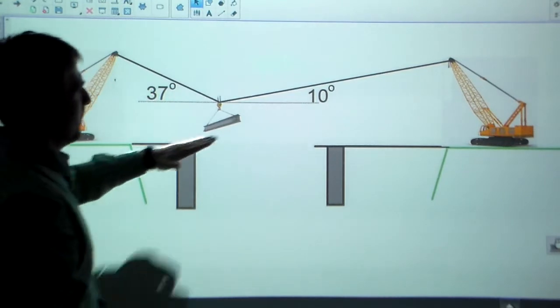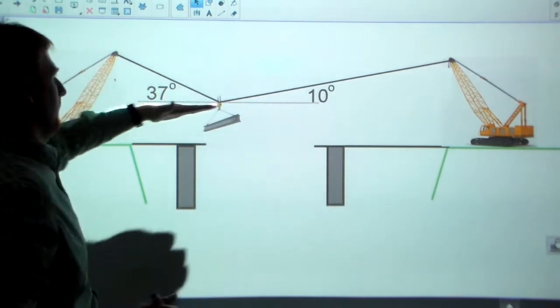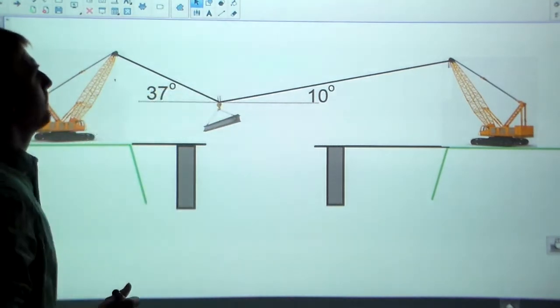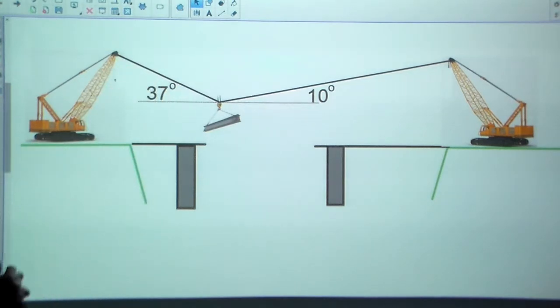All right, well, this one is maybe further away from what it looks like in the diagram, so it's at a little bit of a shallower angle, almost horizontal. It's only pulling 10 degrees. This one's pulling 37. And the beam is 2,000 pounds.